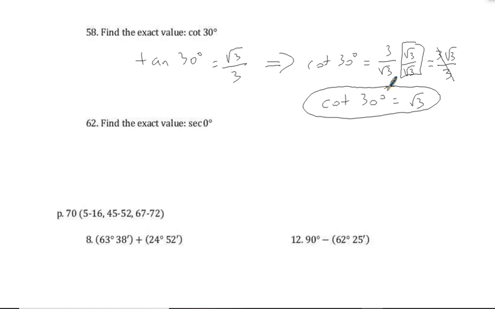Find the exact value of the secant of 0 degrees. Well, secant is 1 over cosine. So let's find first cosine at 0 degrees. And cosine at 0 degrees is 1. And so secant of 0 degrees is going to be 1 over cosine, so 1 over 1, or still just 1. So secant 0 degrees is going to equal 1.